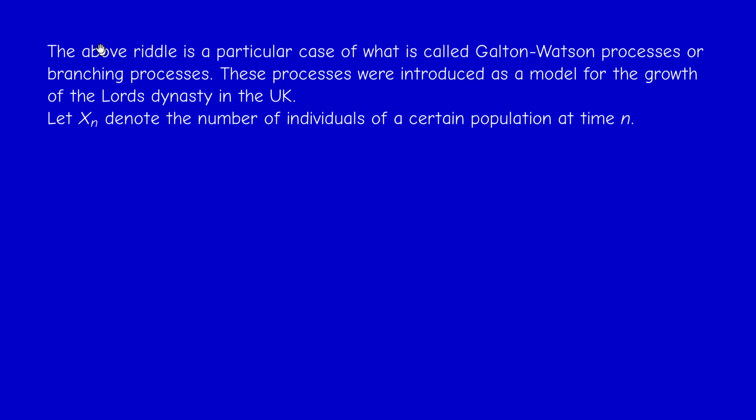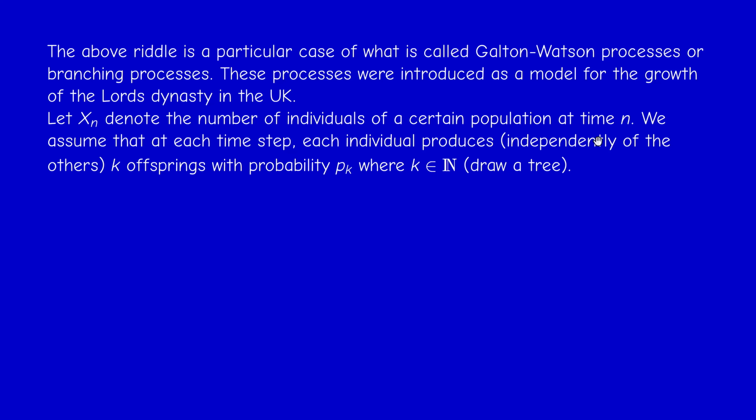So we can analyze this more general problem in the same way. If xn denotes the number of individuals of a certain population at time n, and we assume that at each time step, each individual produces independently of the others k offspring with probability pk. In the riddle, we had p0 equal p1 equal p2 equal p3 equal 1 over 4. But this was a particular case.